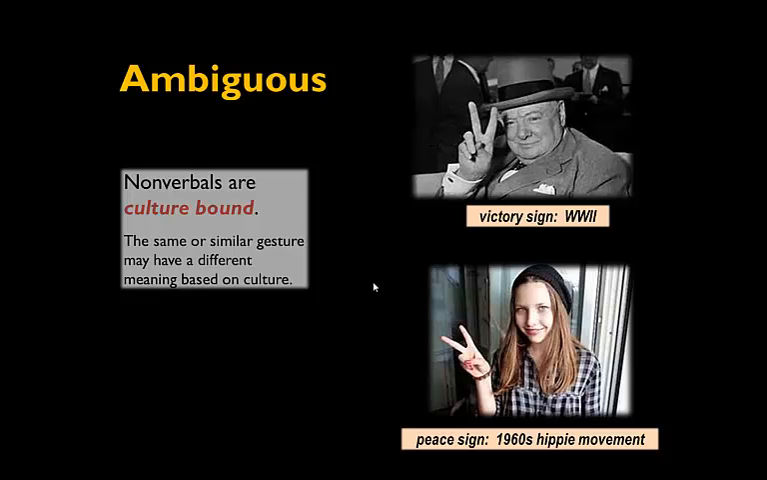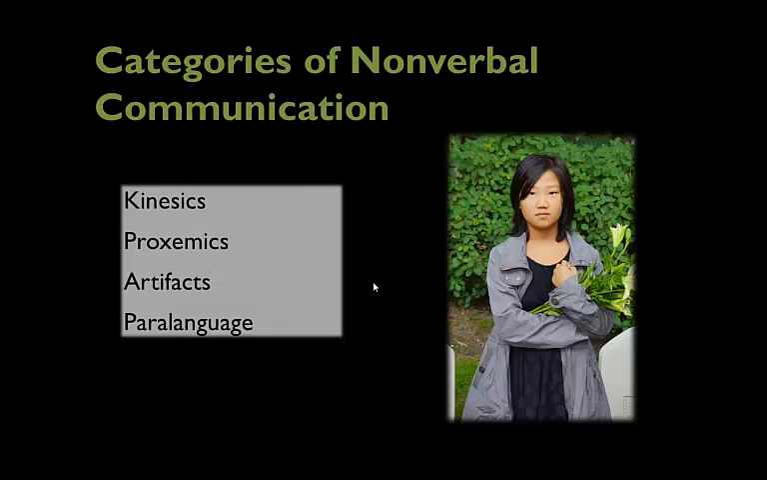Okay, let's move on to categories of nonverbal communication. And there are several that we're going to talk about today, although your book talks about a couple of others, and there are others even that your book doesn't discuss. So today we're going to talk about kinesics, proxemics, artifacts, and paralanguage.